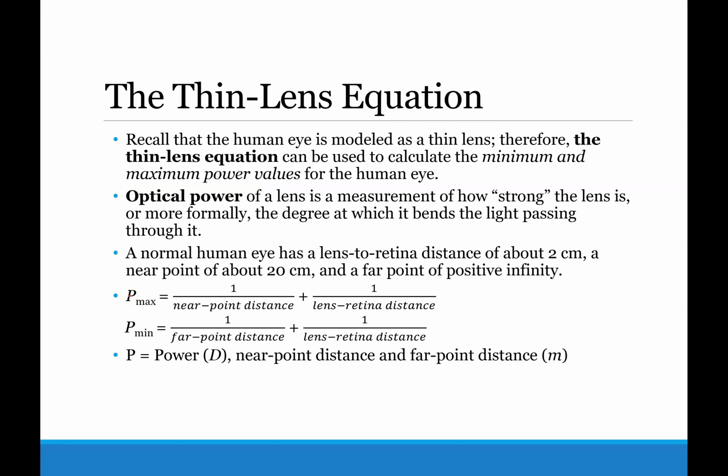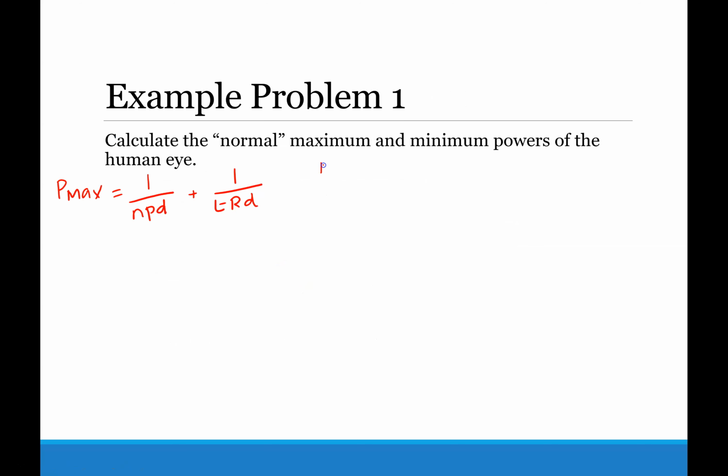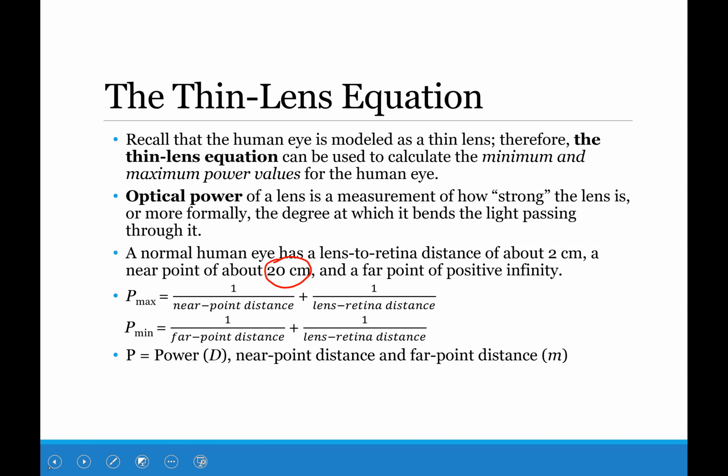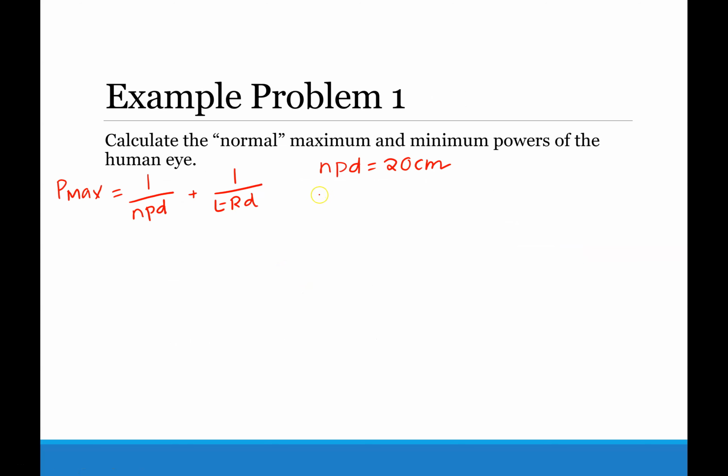So going back to the previous slide, we can see that the average eyeball has a near point distance of about 20 centimeters. So an average near point distance of about 20 centimeters. And then we need that lens to retina distance. So a normal human eye has a lens to retina distance of about 2 centimeters. So that L to R distance is about 2 centimeters.